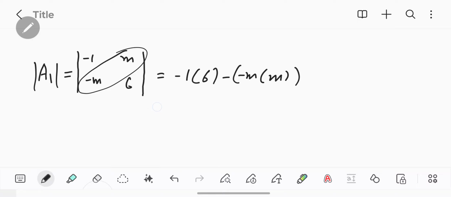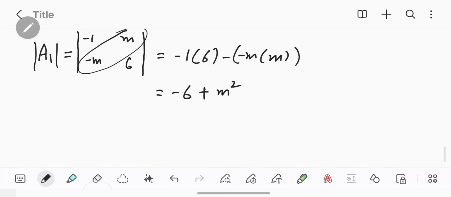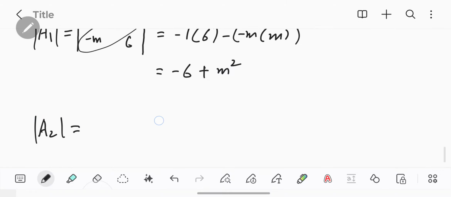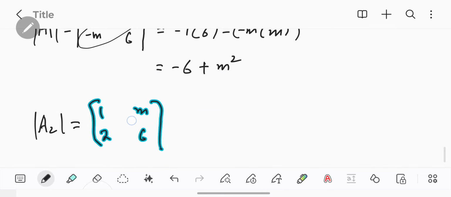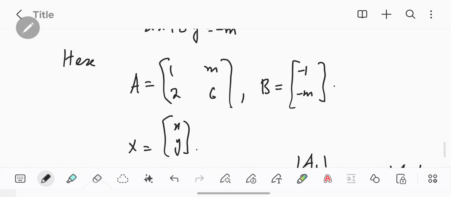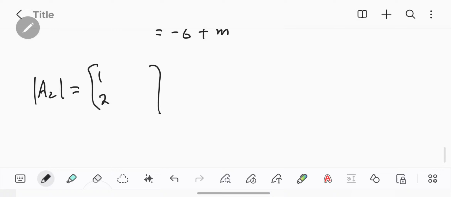What is this? If I calculate these values, it is minus 6 plus m square. So the determinant of A1 is minus 6 plus m square. Similarly, the determinant of A2 is just obtained by putting matrix A, but its second row will be replaced by matrix B. Since the matrix B is minus 1 minus m, so I will write here minus 1 minus m. Since I need the determinant, I will write the determinant.